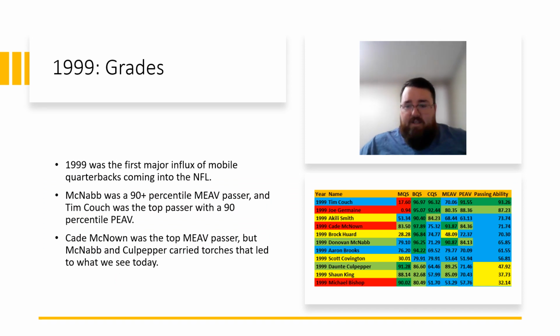Moving on to the last draft class. We finally made it, guys. 40 minutes later, we're finally here. But 1999. 1999 was the first major influx of mobile quarterbacks coming into the NFL, at least into the modern era that we know, the 2000s era. McNabb was a 90 plus percentile MEAV passer, and Tim Couch was the top passer with a 90 plus percentile PEAV score.